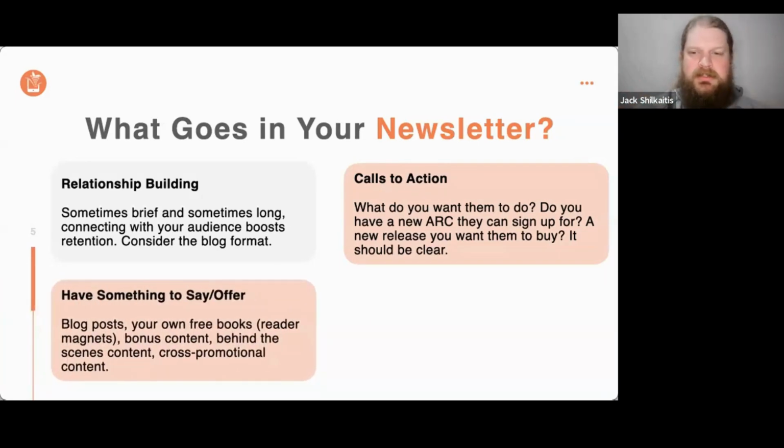You want to have something to say and something to offer. So, like we talked about, blog posts, your own free books, reader magnets, bonus content, behind the scenes content, cross promotional content. That's things like promos and swaps and so forth. Have something to offer them. And typically, try to have something new to offer them. Maybe you're going to keep a link to your recent release in your newsletter for the foreseeable future. It's going to be in there for the next 3 months until your next release, or whatever your release schedule looks like. Maybe it's longer, maybe it's shorter, whatever it happens to be. Maybe that's going to be pretty much standard. It's going to stay there.